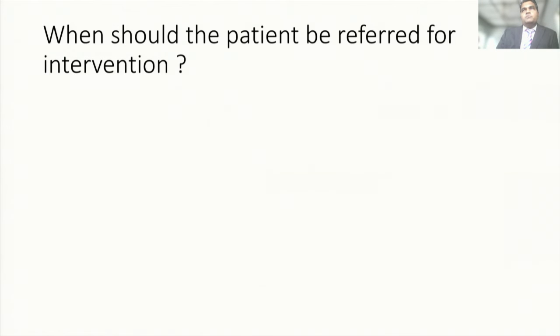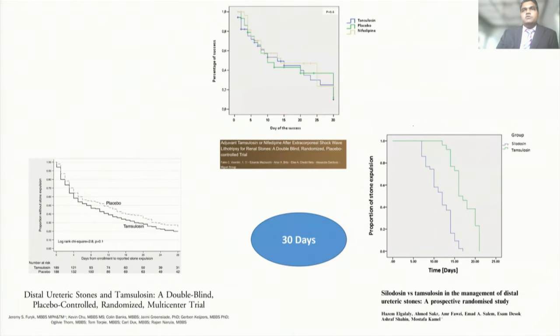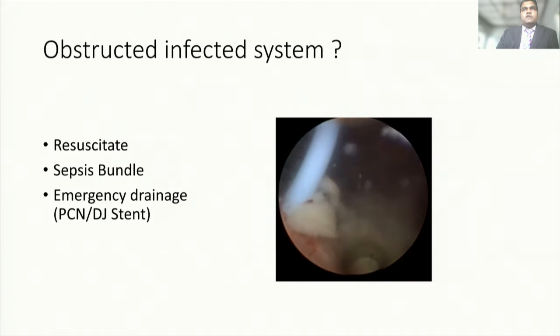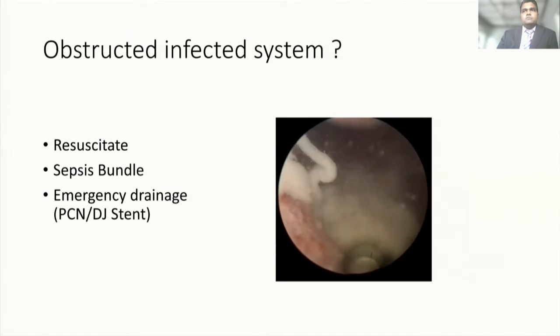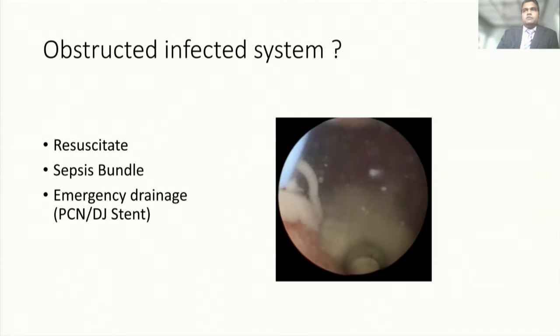So when should a patient be referred for intervention? There are two indications. Number one, failed medical therapy. You give them 30 days of medical expulsion therapy, and all the evidence shows beyond 30 days there's hardly any benefit of continuing the same thing. And of course, we all know the obstructed infected system. These are urological emergencies, and these systems have to be drained within 12 to 24 hours by stenting or a percutaneous nephrostomy. Otherwise, permanent renal injury can occur.